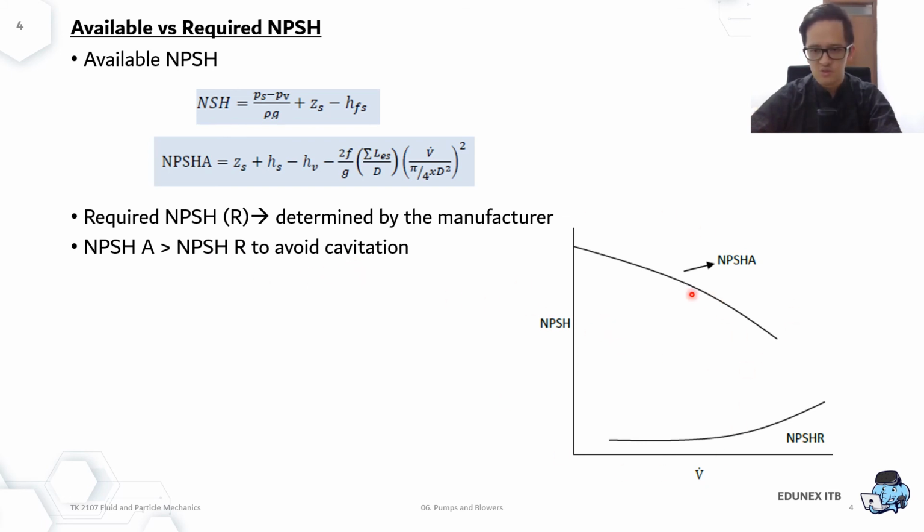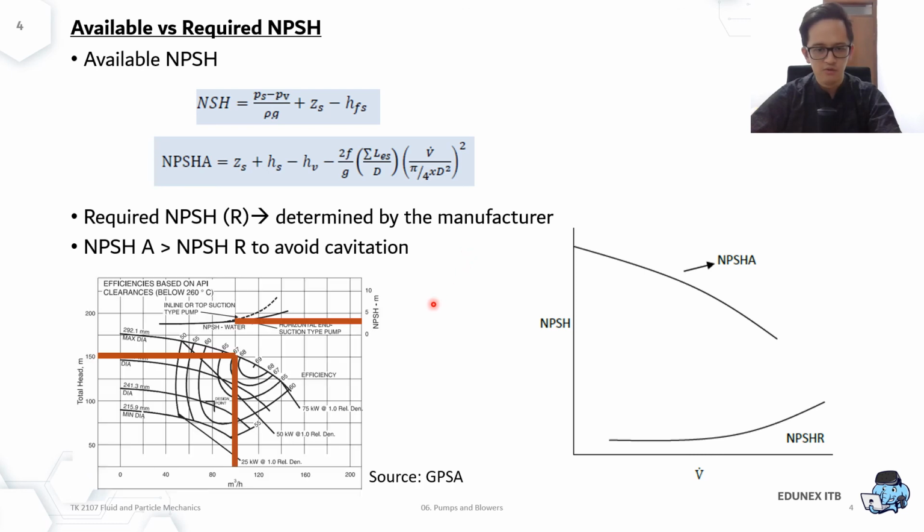So if you look at this chart, at this point you don't have to worry. Why? Because the NPSH-A is still higher than the NPSH required. Once it intersects or even crosses below the NPSH-R, then that's when you have to stop the pump operation because it will damage the pump. So how to get the NPSH-R? Again, it's determined by the manufacturer.